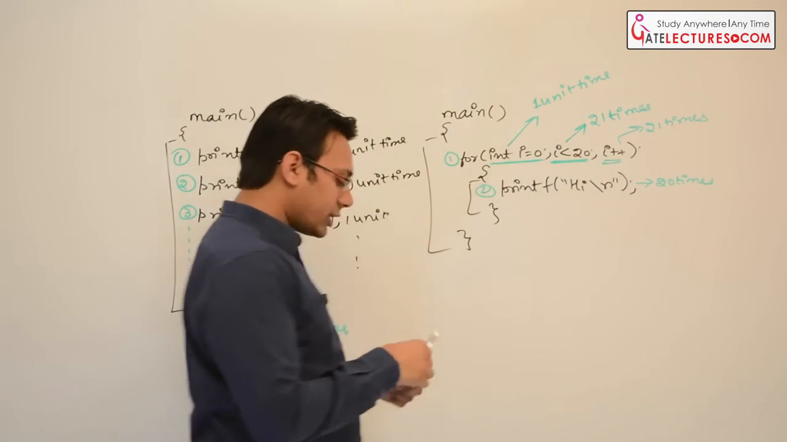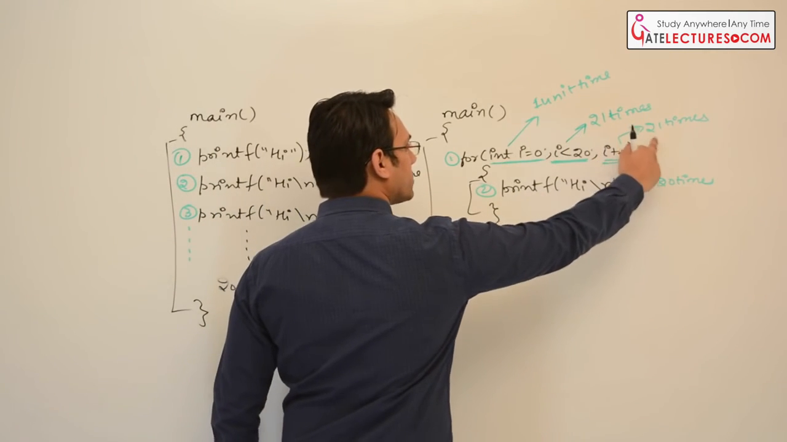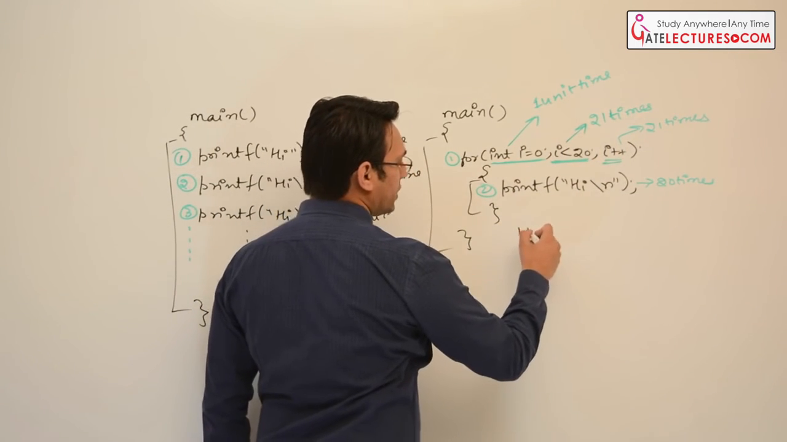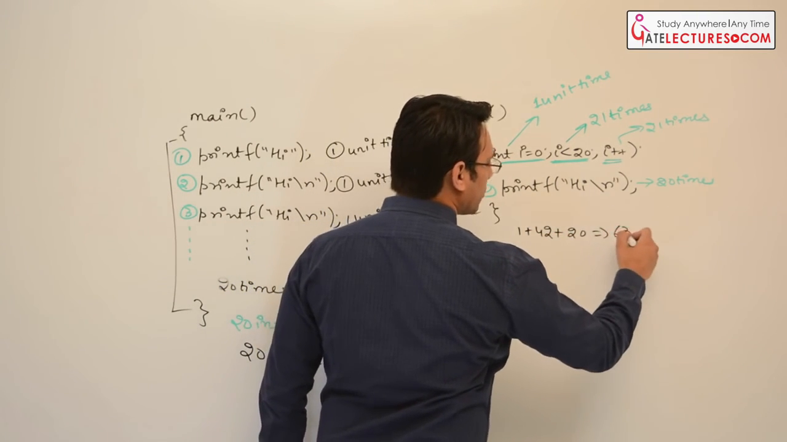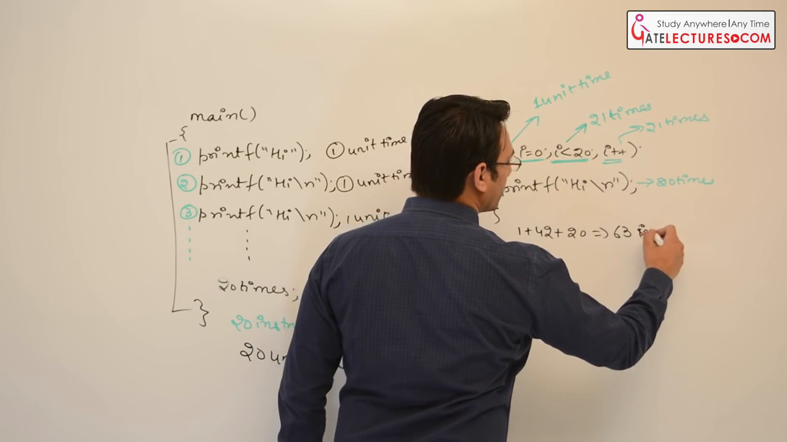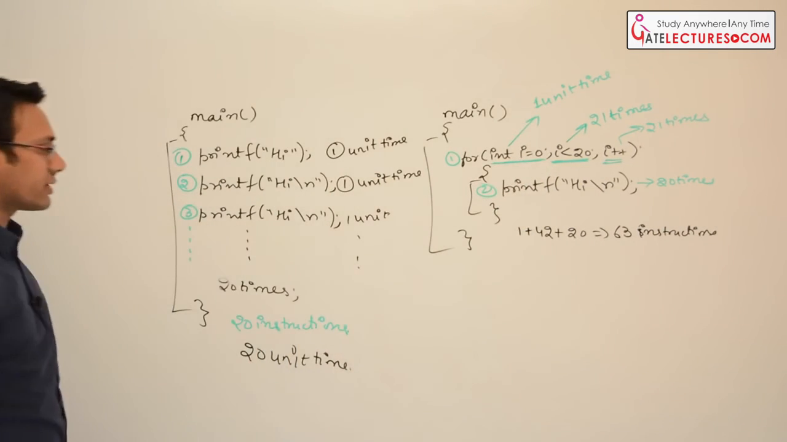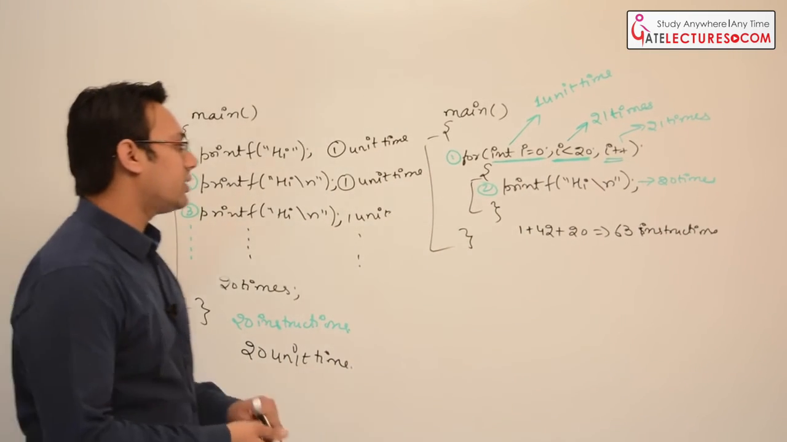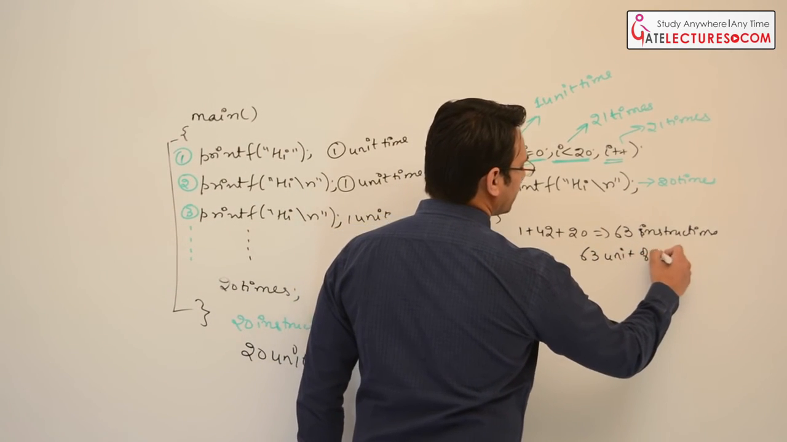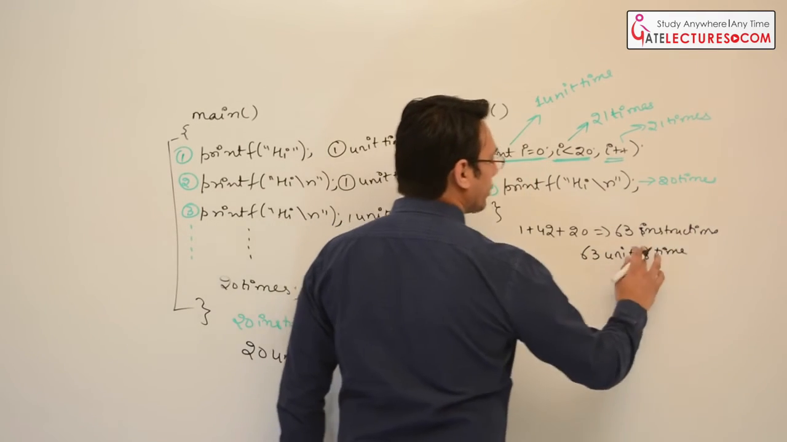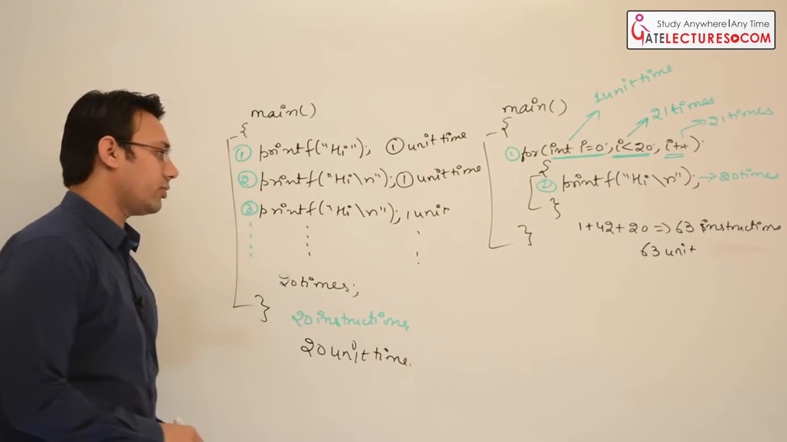Okay. Therefore, in total, how many times are these instructions executed? So 1 plus 21 plus 21 plus 20, which is equal to 1 plus 42 plus 20, which is equal to 63 instructions being executed. 63 instructions are being executed, and in this program only 20 instructions are being executed. Therefore, here it is going to take 63 units of time to execute.